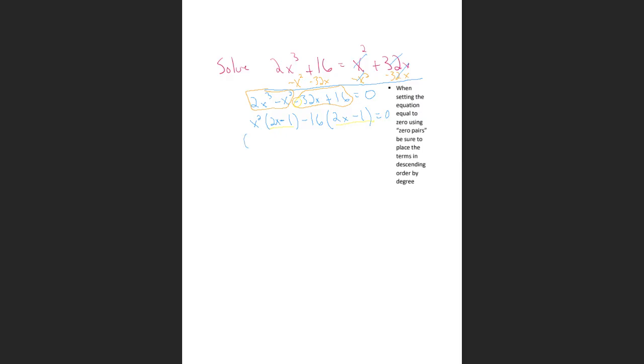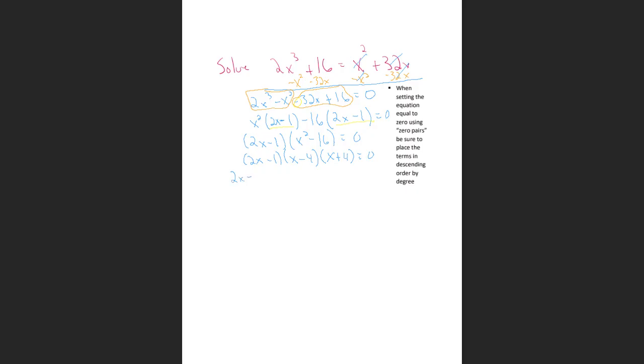So I'm going to pull out the 2x minus 1. And I'm left with this x squared minus 16 equals 0. Again, the 2x minus 1 is not factorable, but the x squared minus 16 is a difference of squares. 4 squared does give me that 16. So it's going to be x minus 4 times x plus 4, and that's going to equal 0. Now we just set each factor equal to 0.